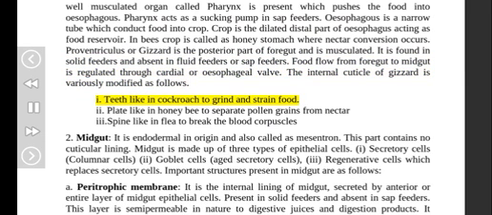1. Teeth-like in cockroach to grind and strain food. 2. Plate-like in honeybee to separate pollen grains from nectar. 3. Spine-like in flea to break the blood corpuscles. 2. Midgut. It is endodermal in origin and also called mesenteron. This part contains no cuticular lining.